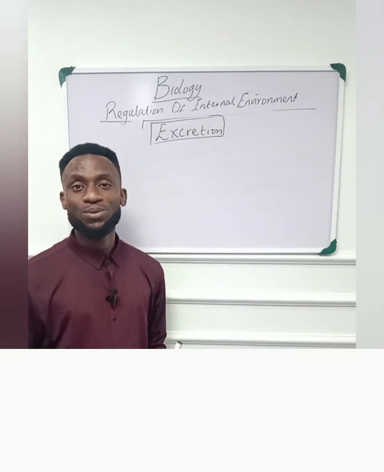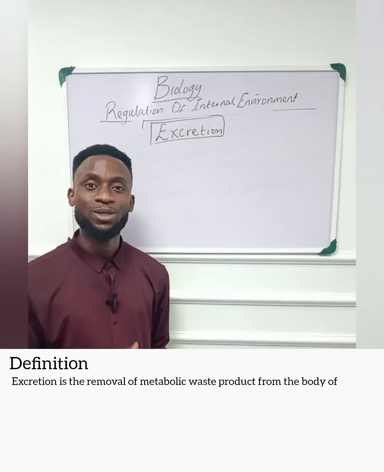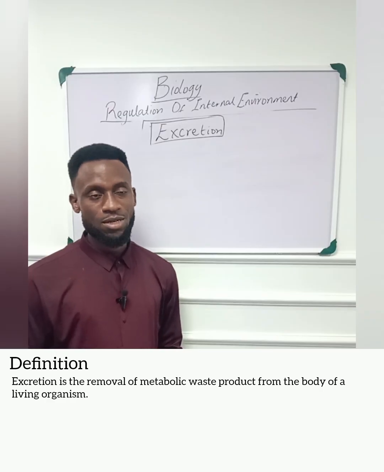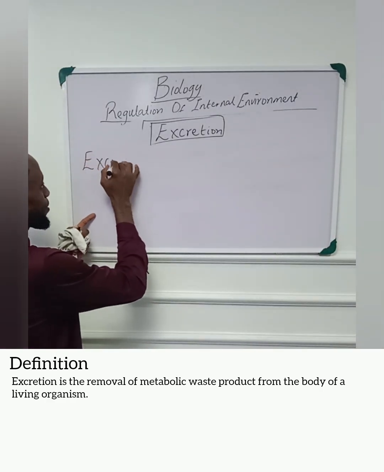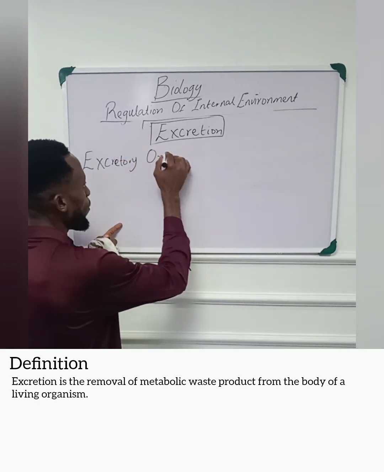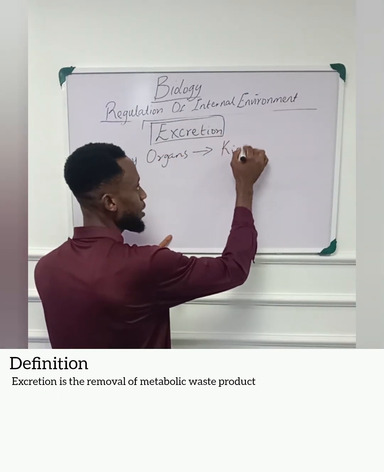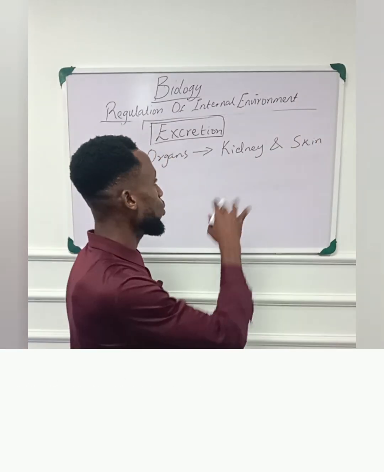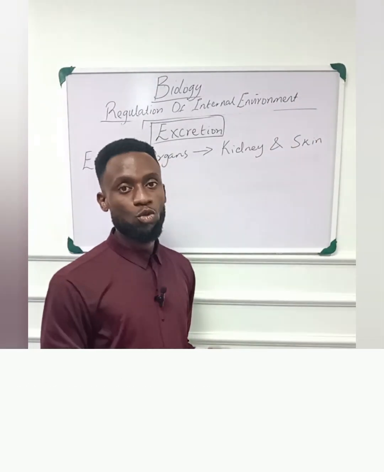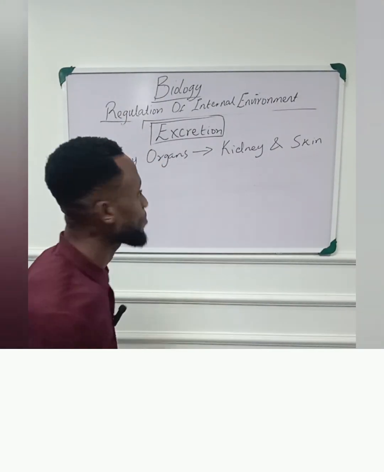Alright, so excretion is the removal of metabolic waste from the body of a living organism. And the major excretory organs in man are the kidney and the skin. And these 2 will be treated separately so we can understand them perfectly. Let's start by discussing the kidney.